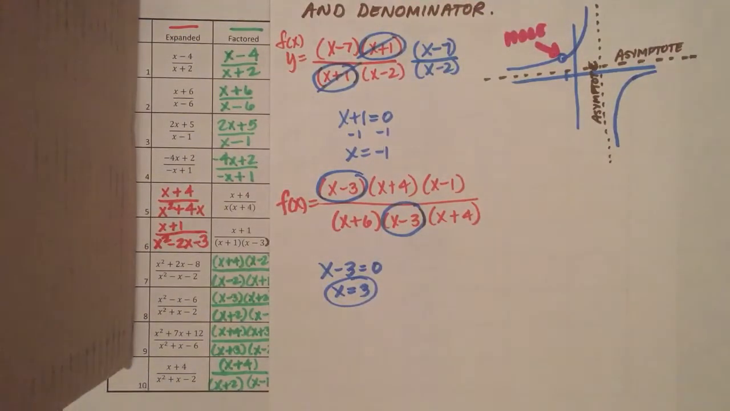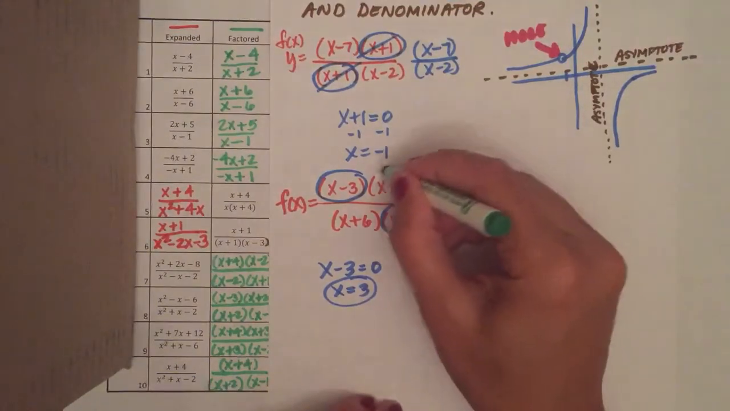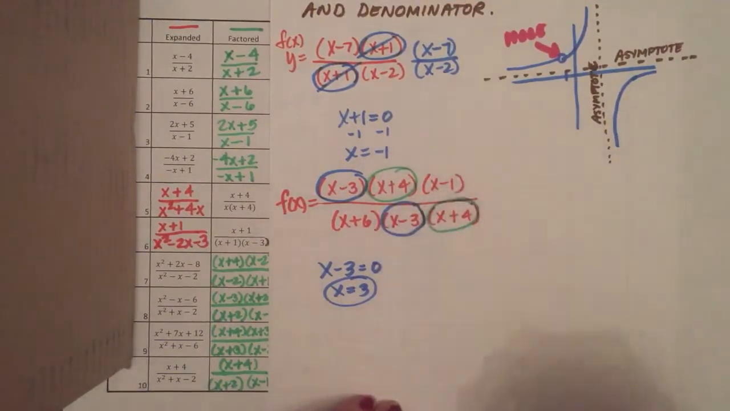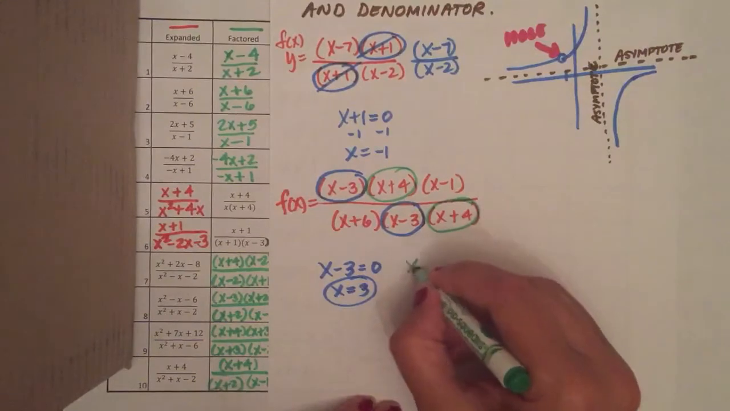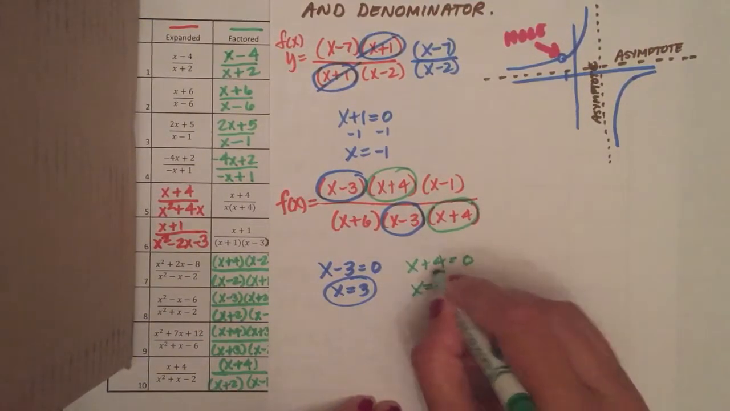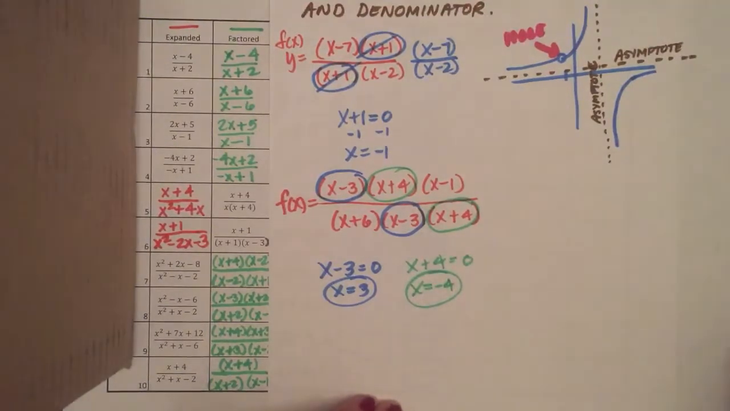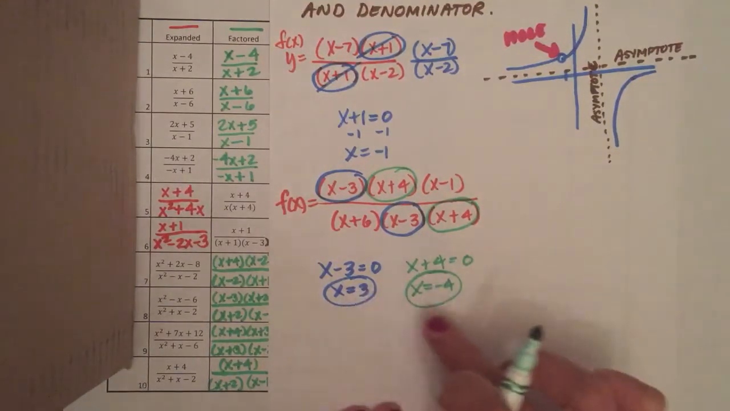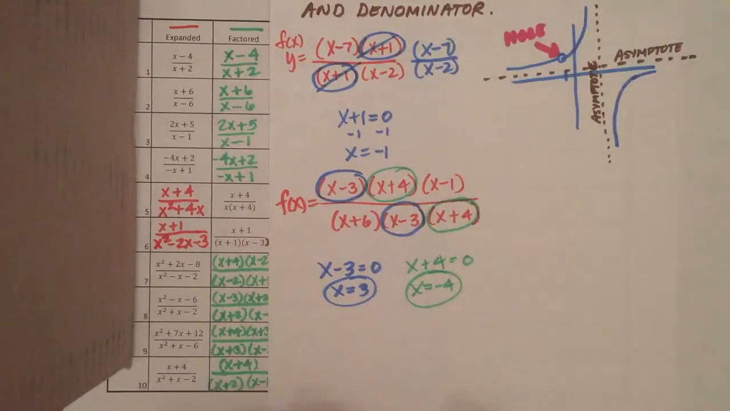Do we have another hole? Yes, we do. We've got x plus 4 and x plus 4. So x plus 4, in order for that to equal 0, x would equal negative 4. So this function is going to have two holes. One hole at 3, one hole at negative 4.